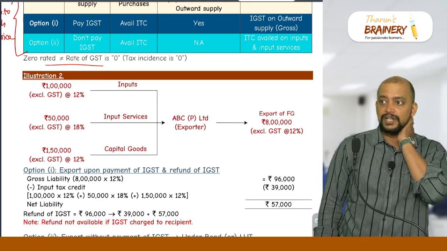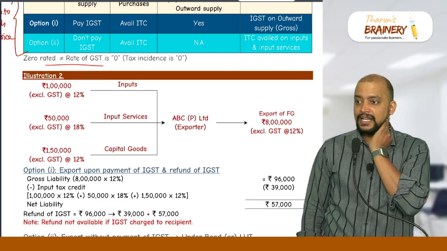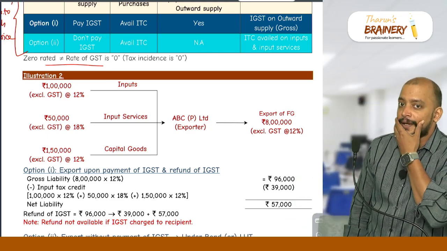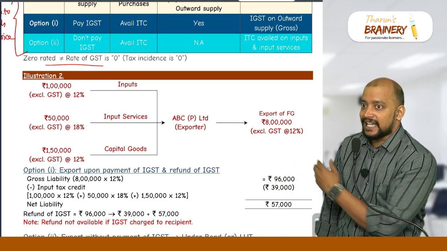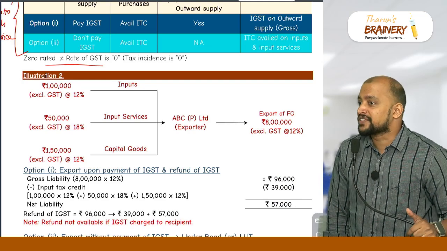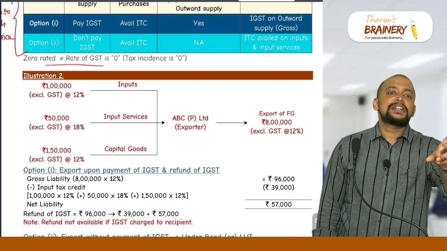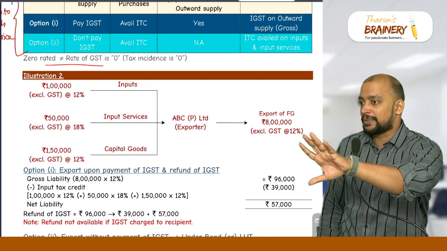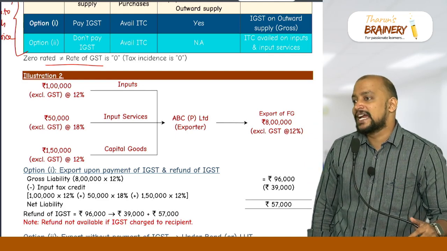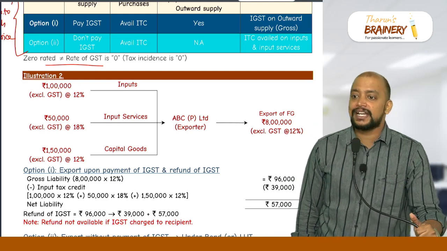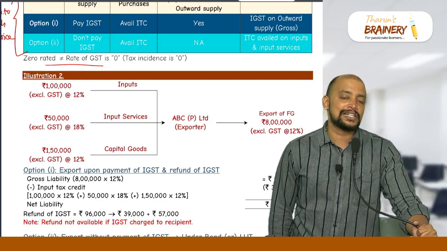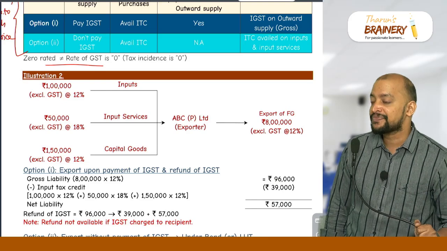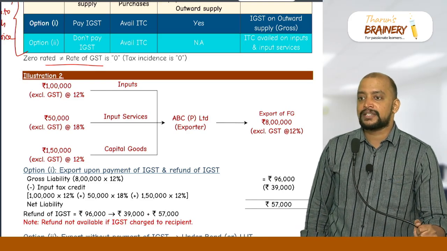See the question. What is the gross liability? How much is the outward supply of the exporter? 8 lakhs. On that 8 lakhs, what is the rate of GST? Gross liability means output tax, tax on outward supply. So, what is the outward supply? 8 lakhs. 8 lakhs into 12% is what? 96,000. So, write down gross liability in brackets 8 lakhs into 12%.